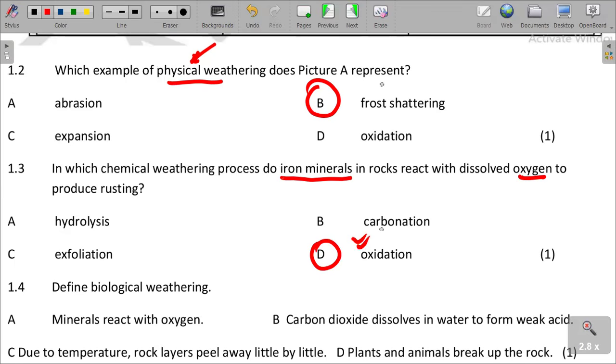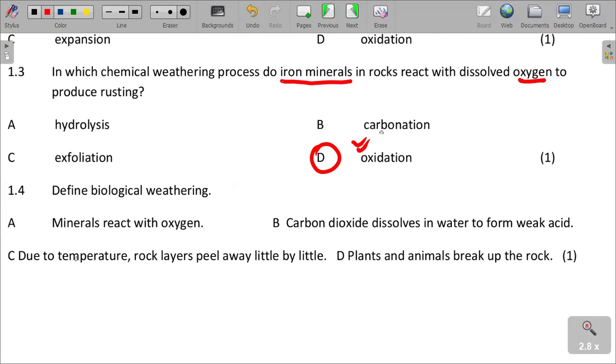Oxidation is a chemical weathering process which occurs when rocks react with oxygen, typically in the presence of water, to form new compounds. Like I said, an example is iron rusting, which changes the mineral composition of a rock. And then the next question is saying, define biological weathering.